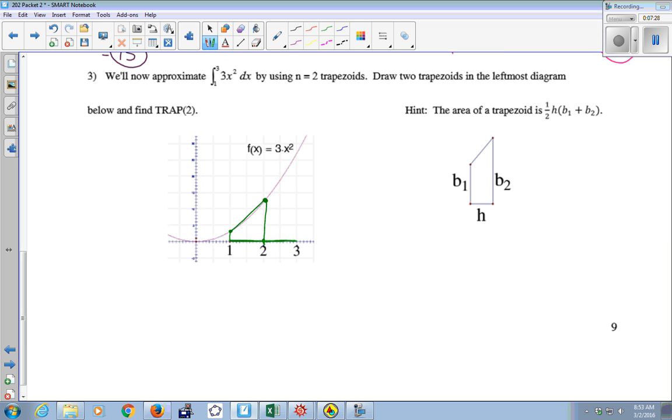Do the same thing on the 2 to 3 interval. Mark the height on the curve at each endpoint, connect them with a straight line. And these are 2 trapezoids that I want to get the area of, and that will approximate my area under the curve.